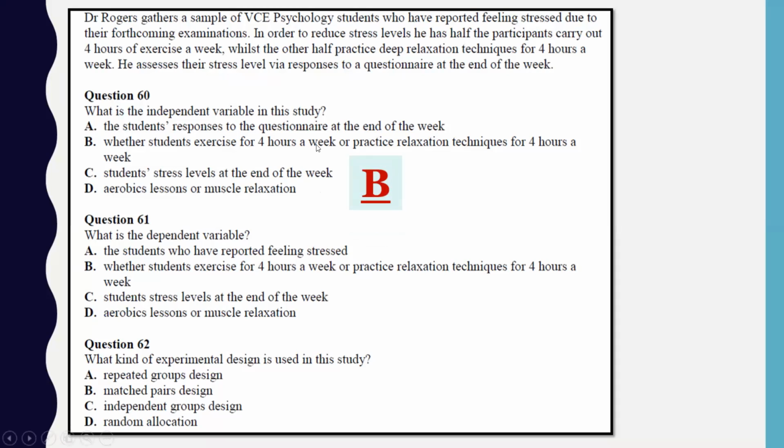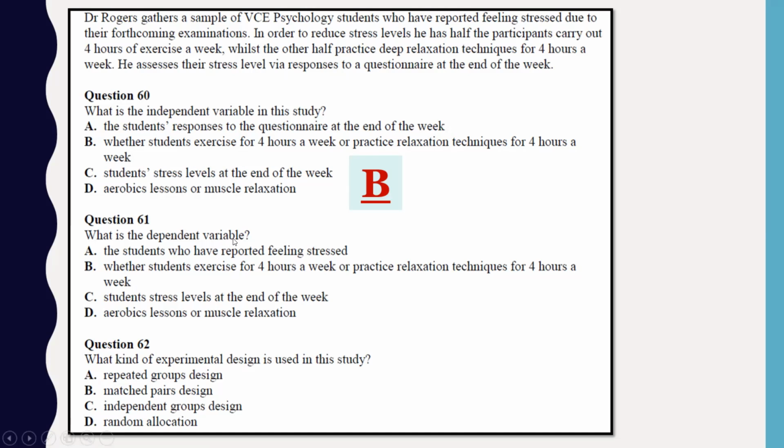And it's B because that's what we're getting the participants to do. That's the essential, in this case, the experimental treatment. It's the experimental variable that they're being exposed to. Okay, so whether students exercise for 4 hours a week or practice relaxation techniques for 4 hours a week, that is our basic IV.